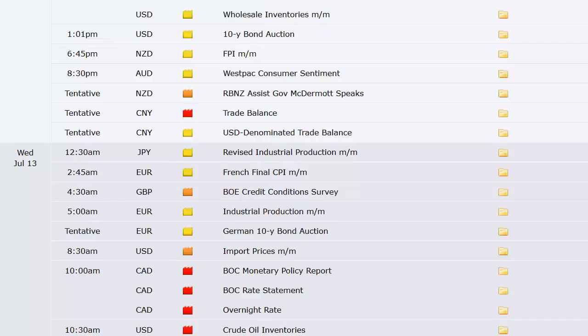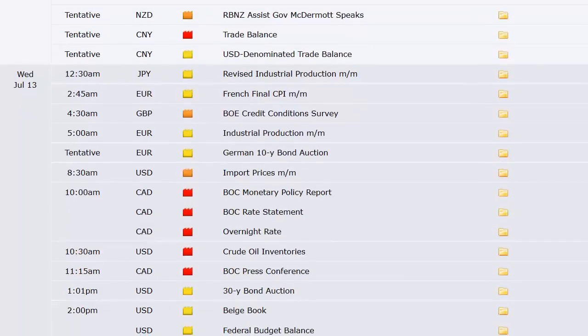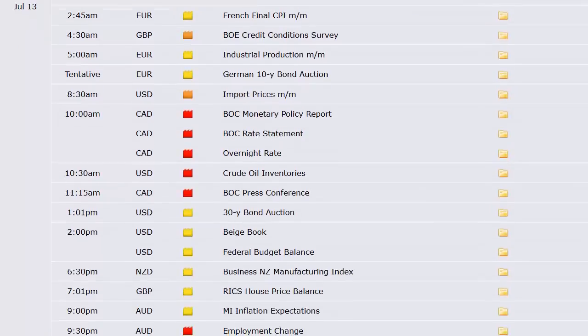Got the FPI out of New Zealand. We got the Westpac consumer sentiment out of Australia. China's trade balance. We got the U.S. denominated trade balance out of China as well, so you know the difference now. Revised industrial production out of Japan, French final CPI, Bank of England credit conditions survey, industrial production out of Europe, German 10-year bond auction, import prices here in the U.S. We've got the rate announcement out of Bank of Canada, crude oil inventories in the U.S., and then Bank of Canada's press conference, 30-year bond auction, the Beige Book, Fed budget balance.